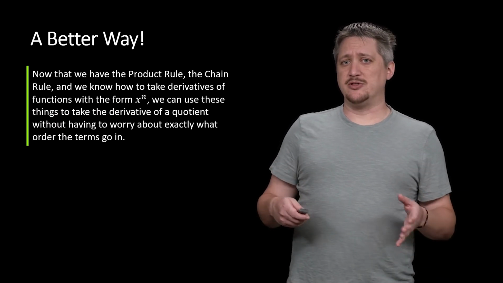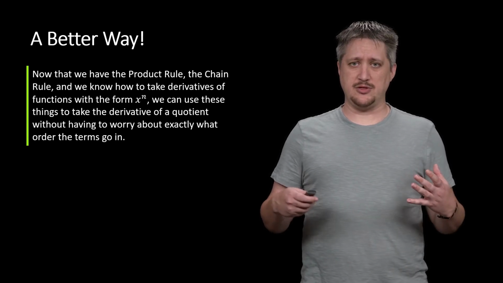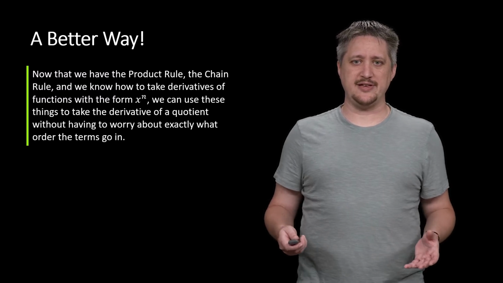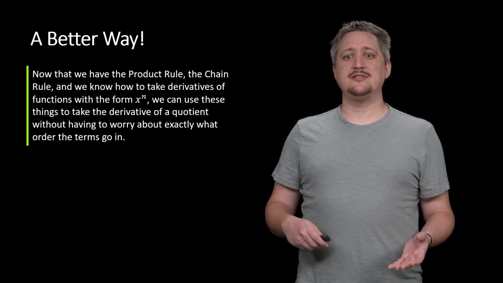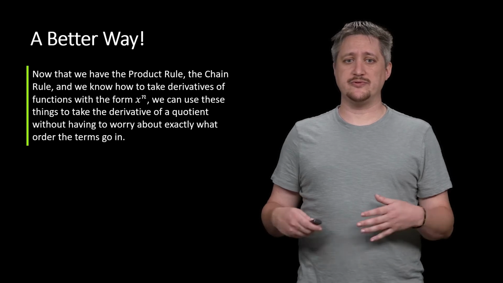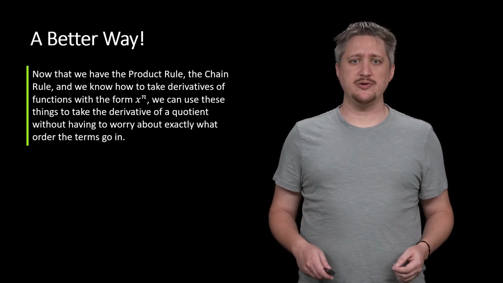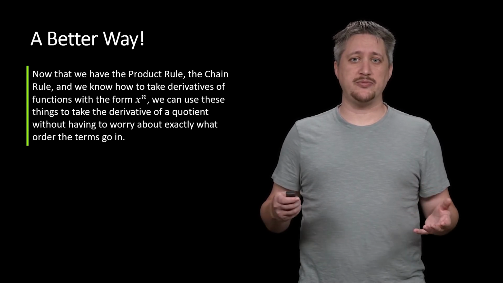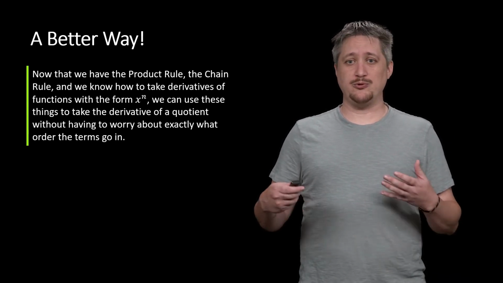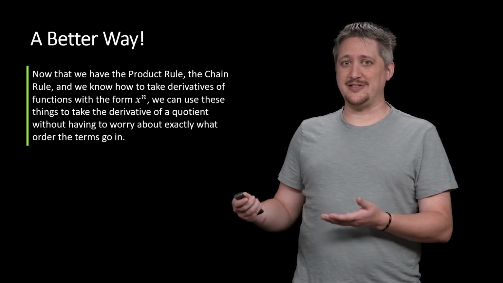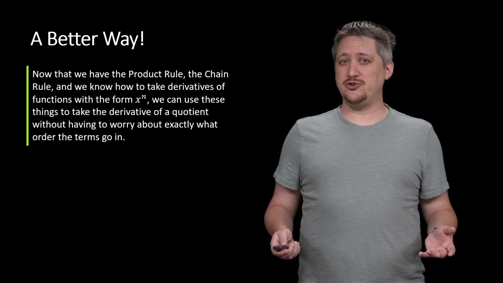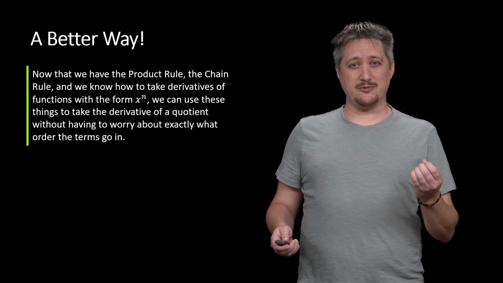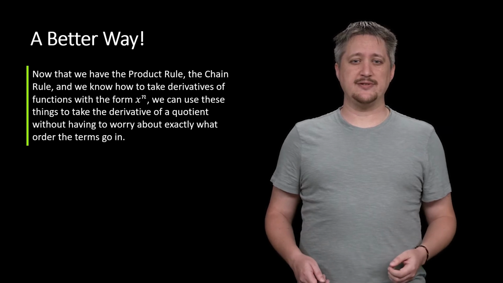We now have the product rule, the chain rule, and the power rule, or the polynomial rule, basically a way of taking a derivative of x to the n. And we can use these to recover the quotient rule, to take a derivative of a quotient in a way that doesn't require worrying about what goes where, because the product rule and that x to the n derivative don't use things that are order specific. They all use commutative operations.